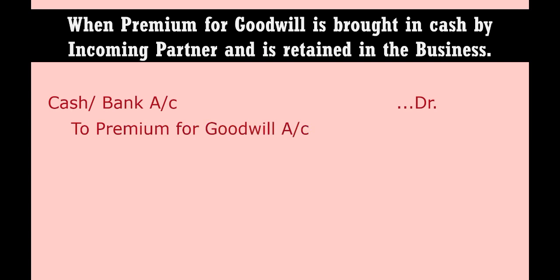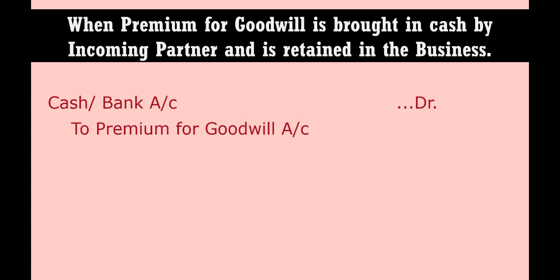Next, when premium for goodwill is brought in cash by incoming partner and is retained in the business. Here, partner is bringing premium for goodwill, and the old partners are keeping and using that amount in the business itself. So, let's look at the entries. First, partner is bringing the amount for premium goodwill. As we are getting cash, we will debit cash or bank account. Then we are getting premium for goodwill, so credit it. So entry is cash account debit to premium for goodwill.